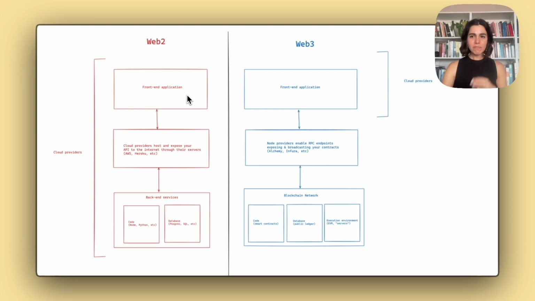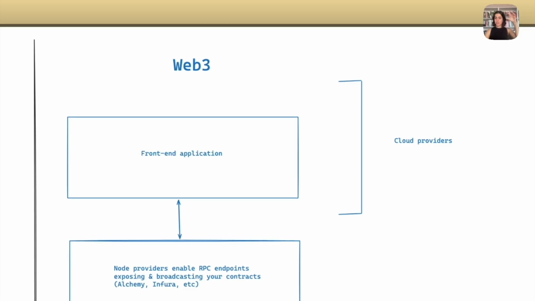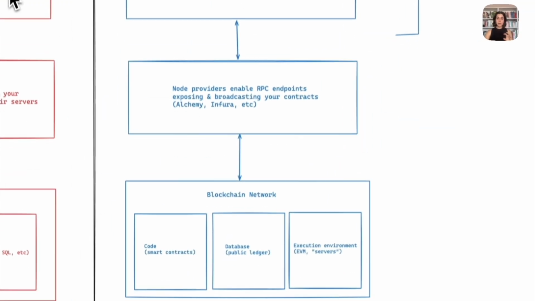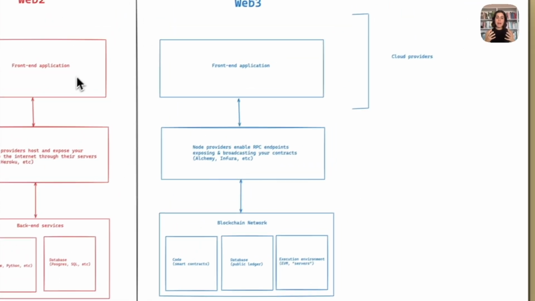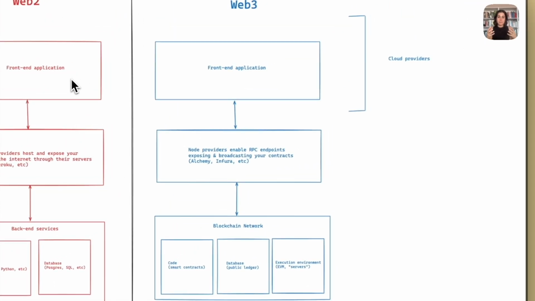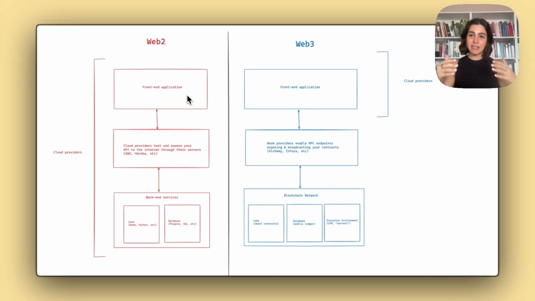Now, Web3 works a little bit different. You have a front-end application still, which is what the user is interacting with. But in order for that front-end application to interact with the blockchain, that has to be exposed through some node providers and RPC endpoints. And so you can imagine these node providers and RPC endpoints as really the ones that are exposing and broadcasting your contracts so that front-end applications can leverage it.